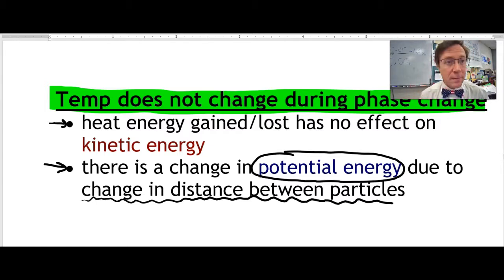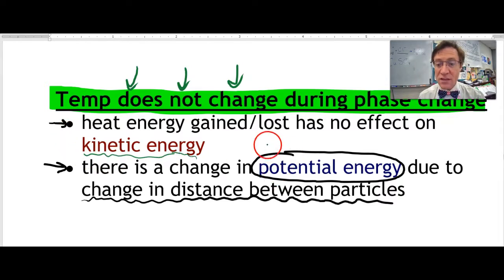So during phase change, temperature stays locked. It does not change during phase change because all of the energy goes into the potential energy. Right? So all the heat energy that you're adding is converted to potential energy by moving the particles further apart. So kinetic energy stays exactly the same because there is no temperature change, and we have an increase in potential energy if you're heating.